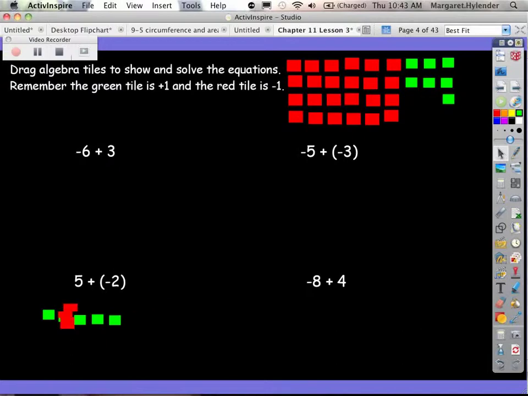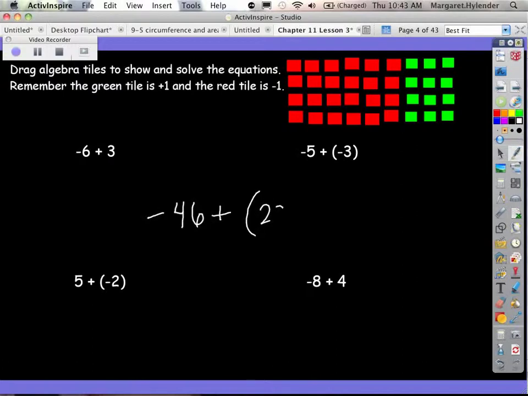Now, I realize that the algebra tiles are a really good tool to use, but in 6th grade when we start talking about these higher numbers, if we have negative 46 plus positive 23, I don't want to drag an algebra tile for all of that, so I would definitely use my rules for this.